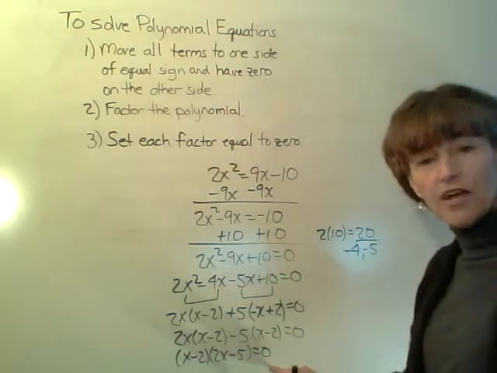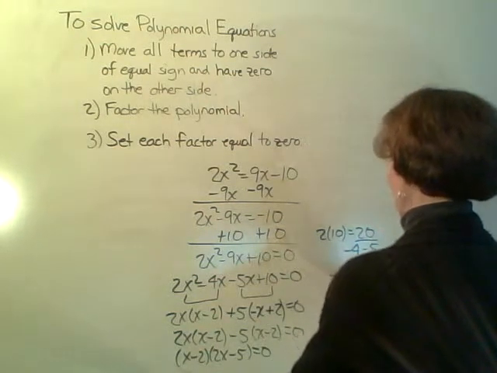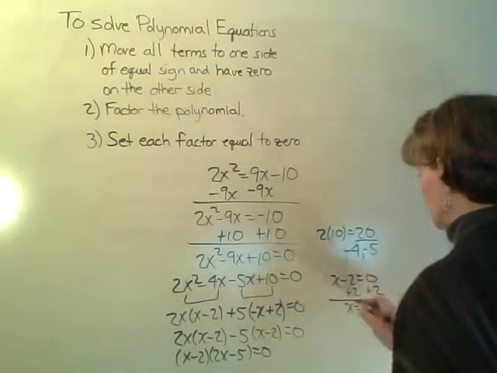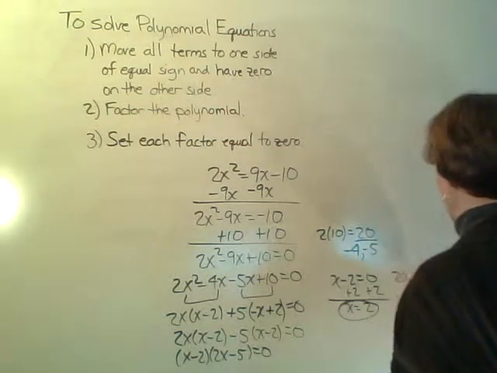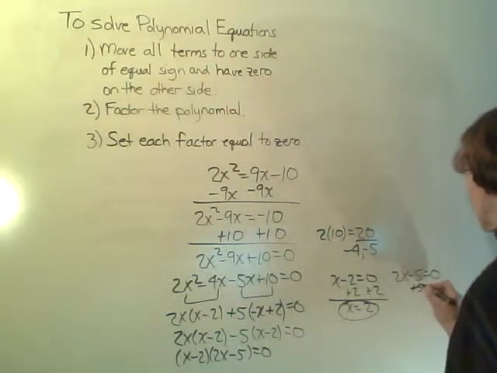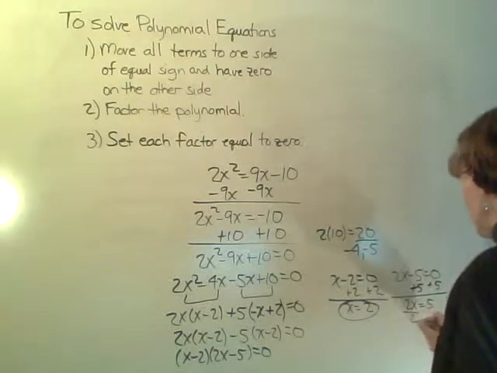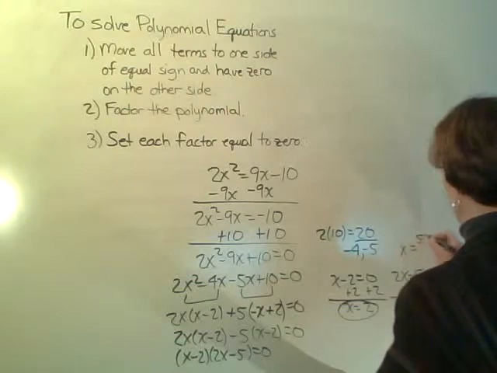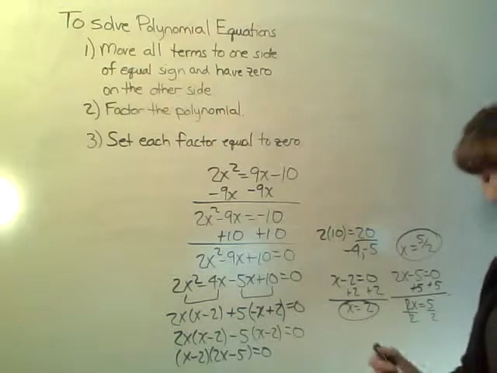Now I'm going to set each factor equal to 0. So x minus 2 equals 0. I add 2 to both sides, and I get x equals 2. So there's one answer. And then 2x minus 5 equals 0. I add 5 to both sides. I get 2x equals 5. I divide by 2, and I get x equals 5 halves. So these are my two answers to this polynomial equation.